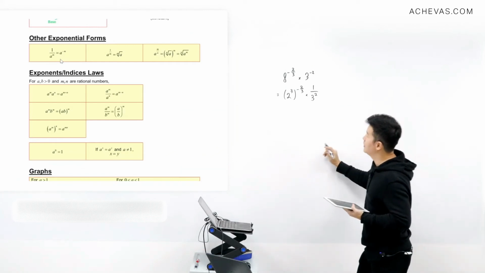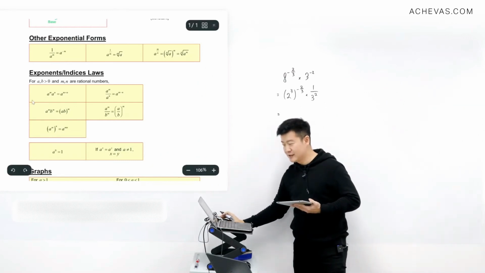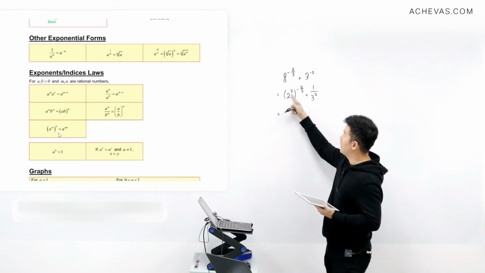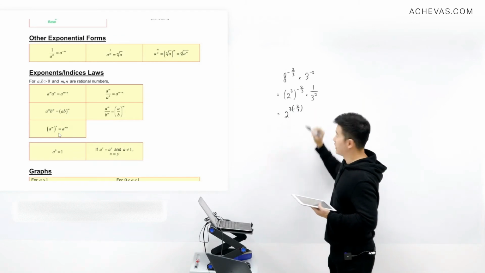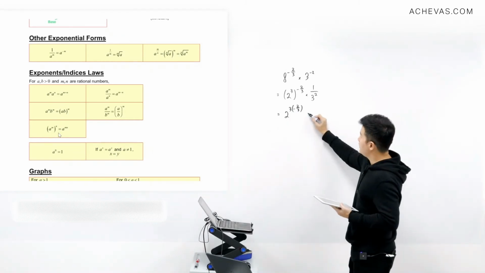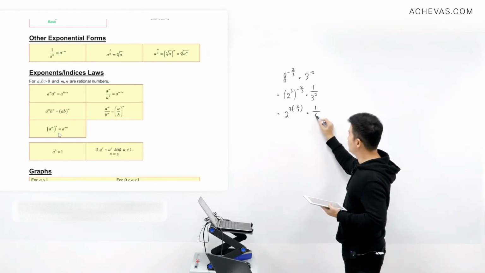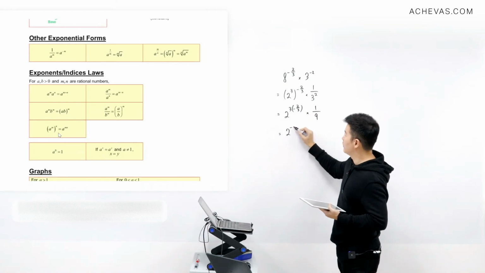So I'm applying that here. And for this, I can actually apply this law here: a to the power of m to the power of n is a to the power of m times n. So this is going to be 2 to the power of 3 multiplied by minus 2 over 3. This is going to be multiplied by 1 over 3 to the power of 2, which is 9. And this times this will be 2 to the power of minus 2 times 1 over 9.